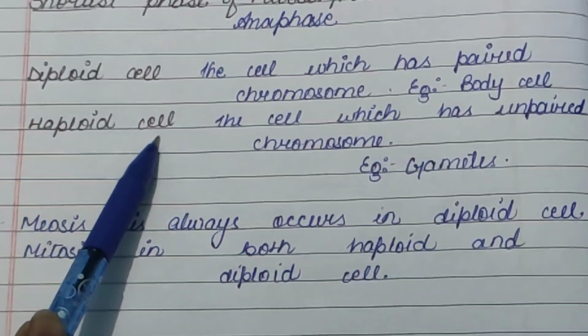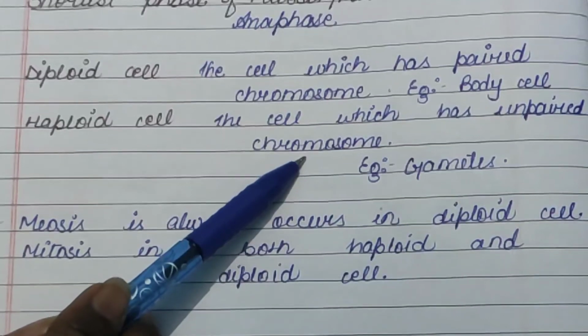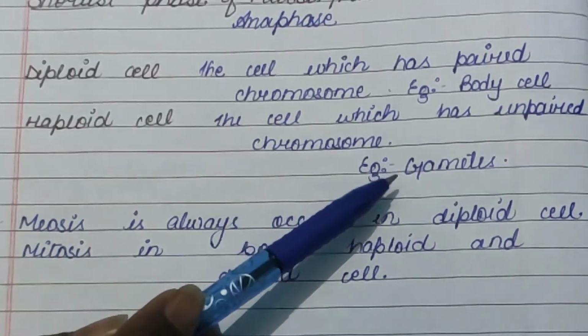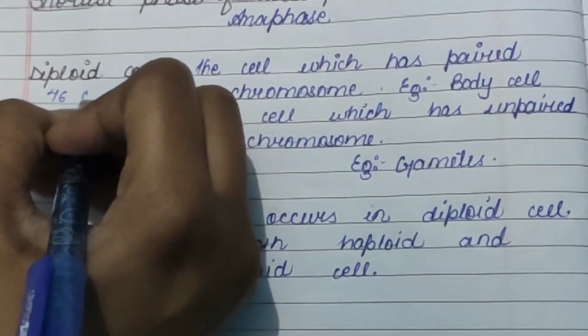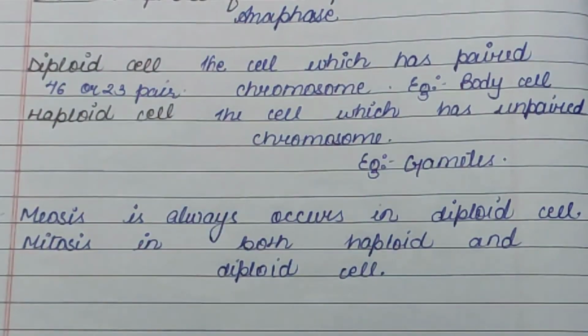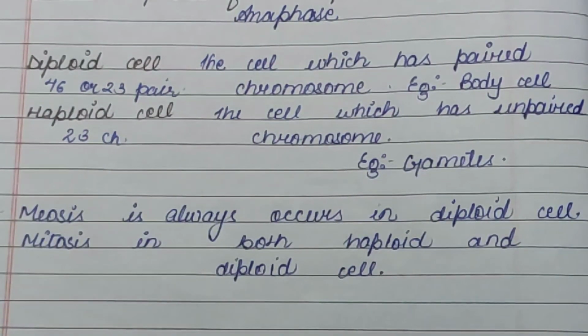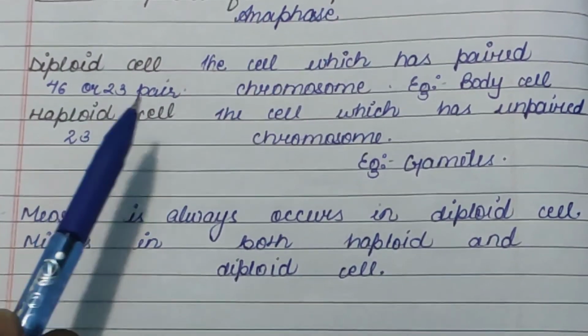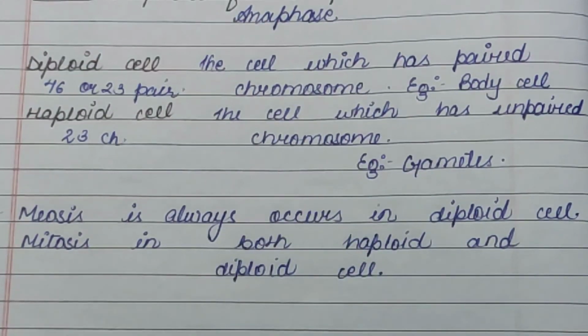Similarly, there is another term called haploid cell. Haploid cells stand for cells which have unpaired chromosomes, like the gametes. A normal body cell consists of 46 chromosomes, or 23 pairs, whereas a haploid cell consists of only 23 chromosomes, not 23 pairs, because they are formed after meiosis, the reductional division. That's why haploid cells have unpaired chromosomes, and examples of haploid cells are gametes, either the ovum or the sperm.